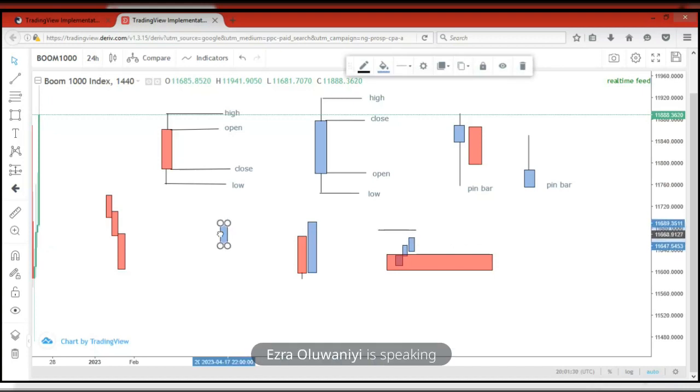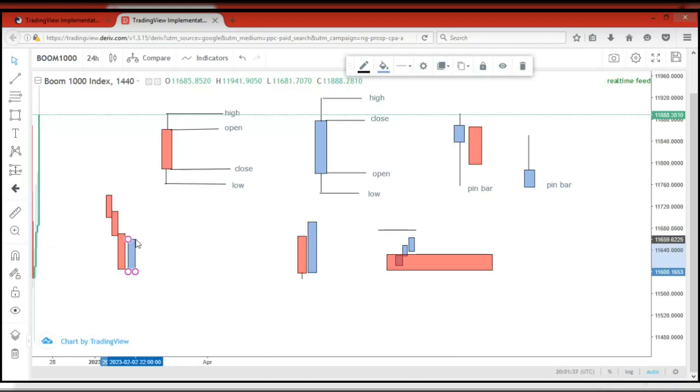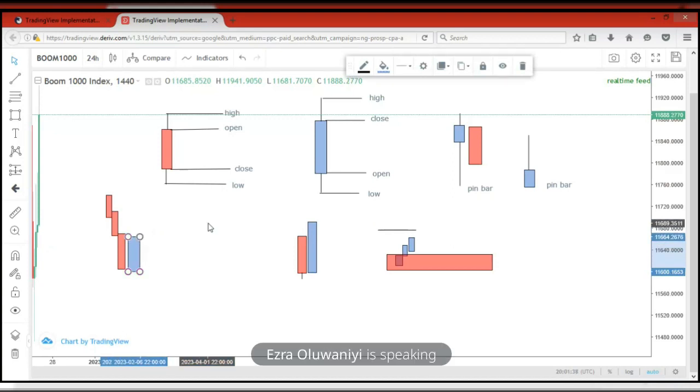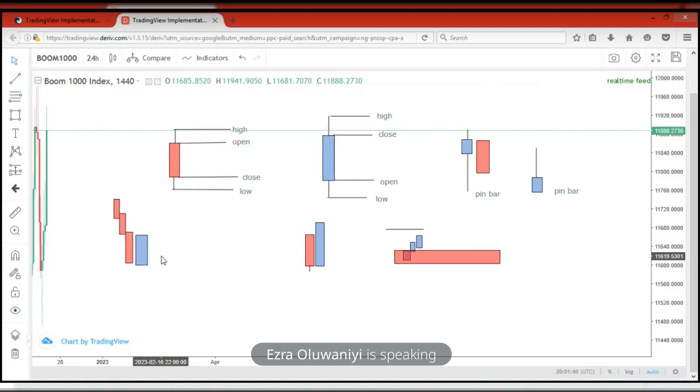Price had a rally to the upside. So what price did was, after coming here, price now went up. Then it gave this candle.